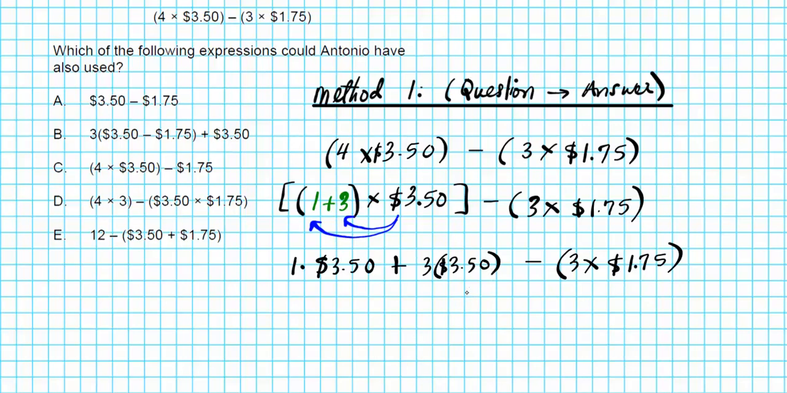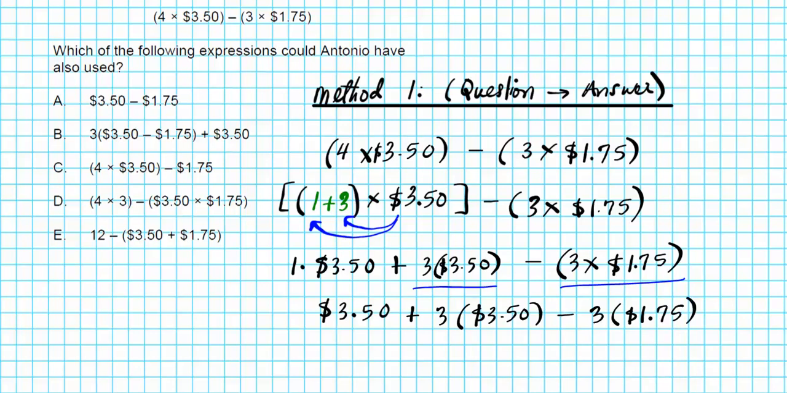Okay, now what we're going to do is regroup. Okay, so 1 times 350, we can just leave it alone as $3.50. If you look at this term right here and this term right here, we have a 3 being multiplied by a currency value. Okay, so we can rewrite this as 3 plus 3 times $3.50 minus, bring out the 3, times $1.75.